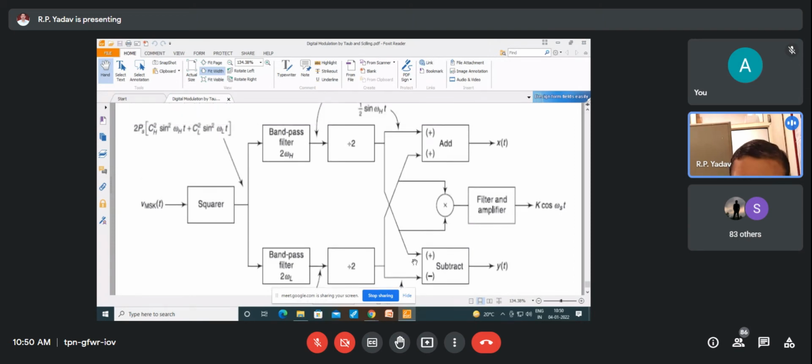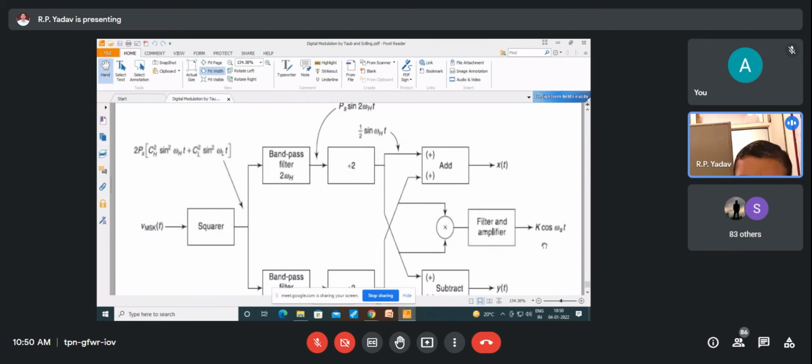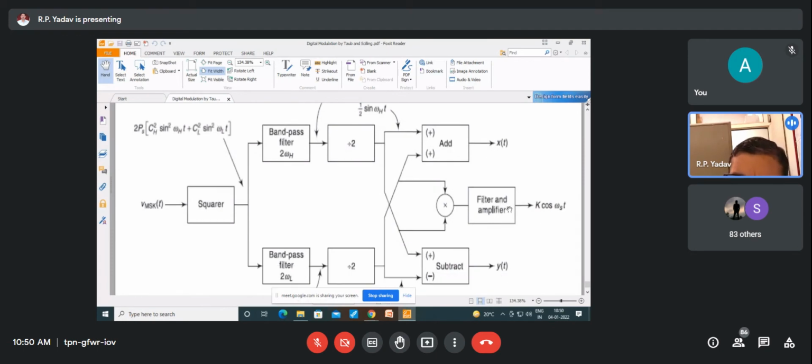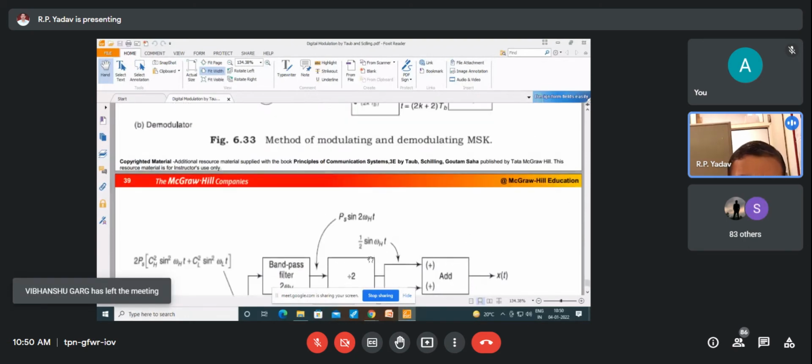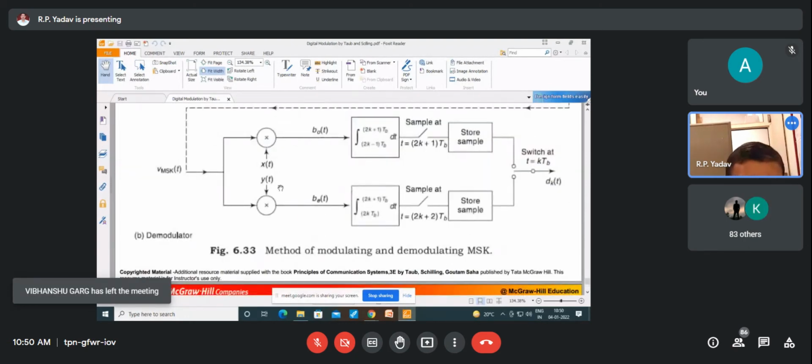What I do with these particular carriers is subtract them using an adder and subtractor, and this is my filter and amplifier. Now this is my recovered carrier, which is my x, and this is my y, and here I'm getting my carrier back, corresponding to xt and yt, a combination corresponding to omega h and omega l, and this is what I'm using, sin xt and yt here.